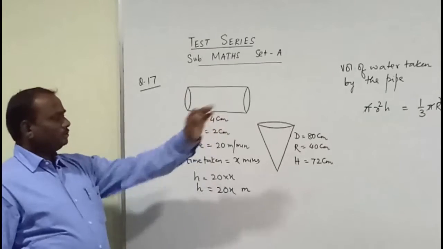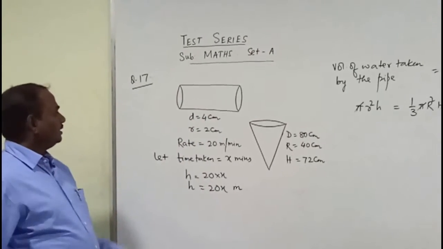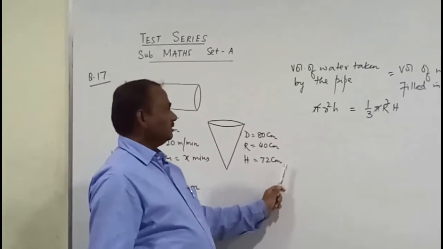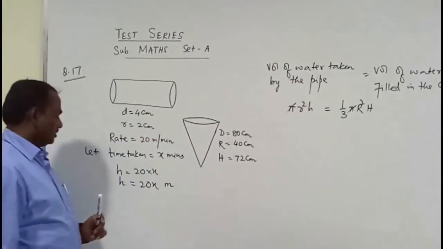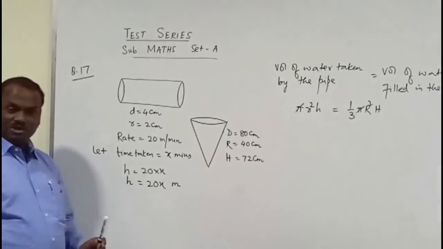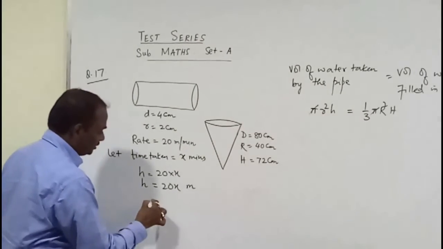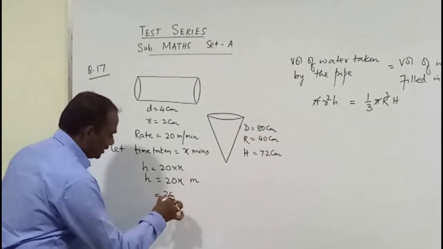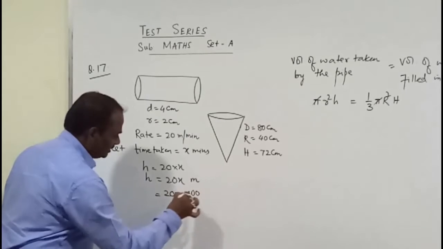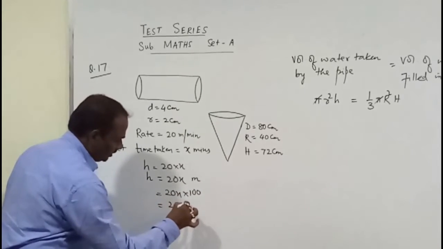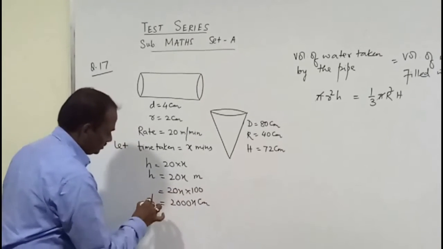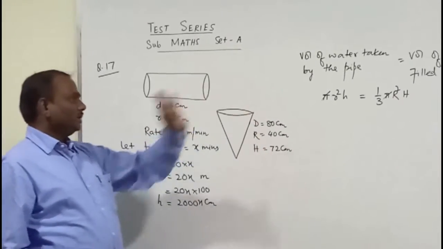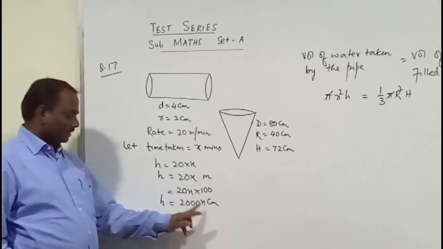Now if I put the values of small r in centimeter, capital R in centimeter, and capital H in centimeter, then small h must also be in centimeter, but we have it in meter. Now we will convert this into centimeter. You know 1 meter is 100 centimeter, so 20x meter will be 20x multiplied by 100, that is 2000x centimeter. Now students, if I put the values of small r, small h, and capital H, I get the value of x, because x is a part of small h.